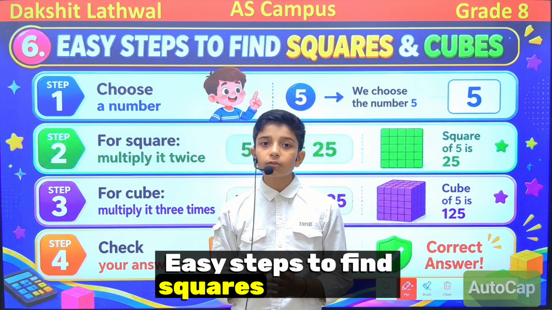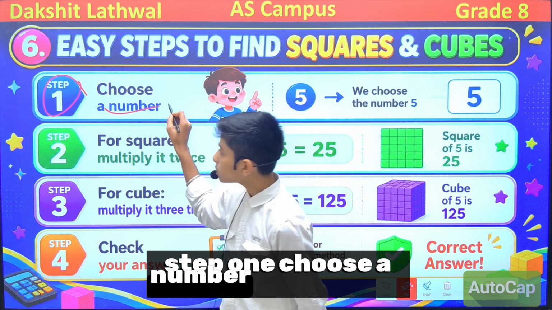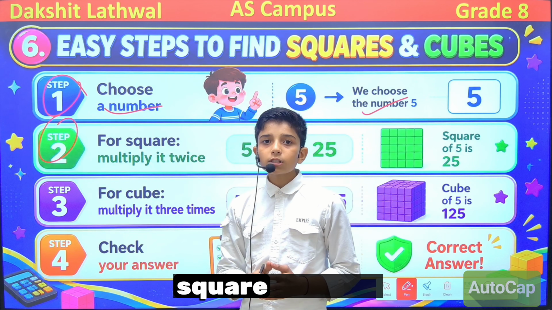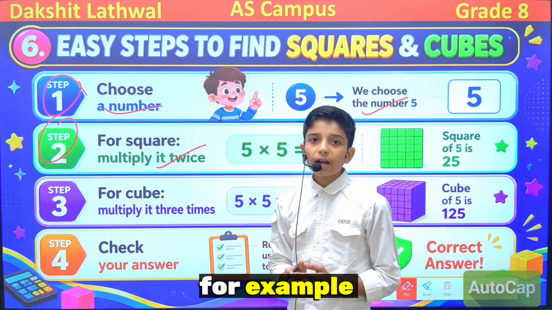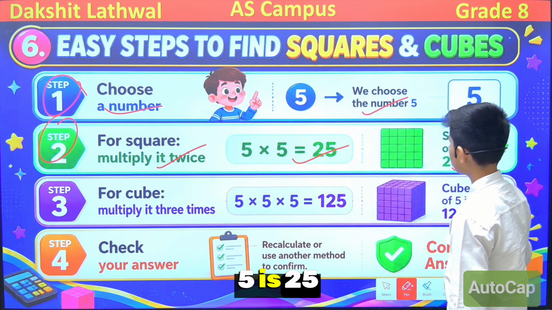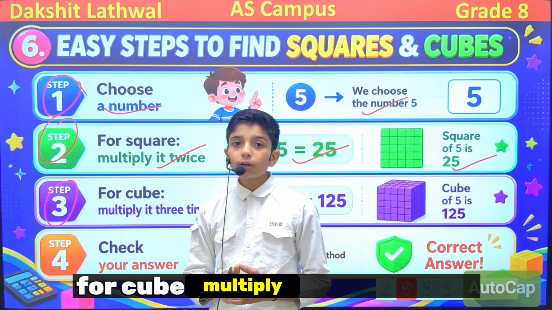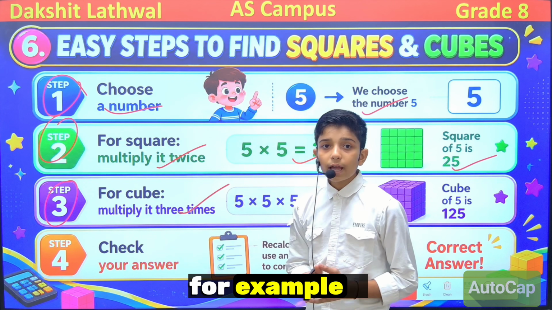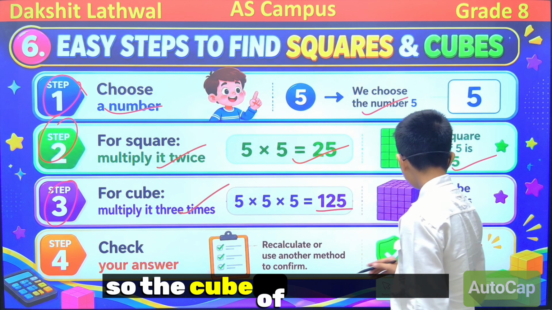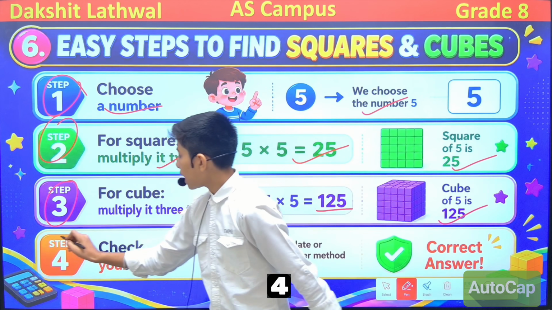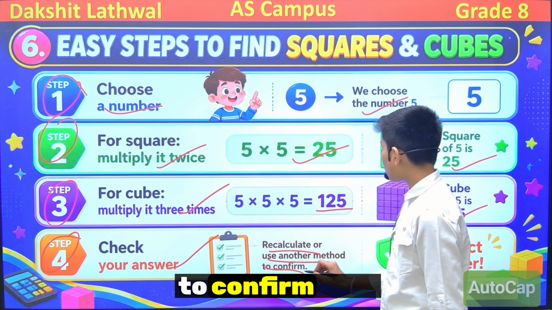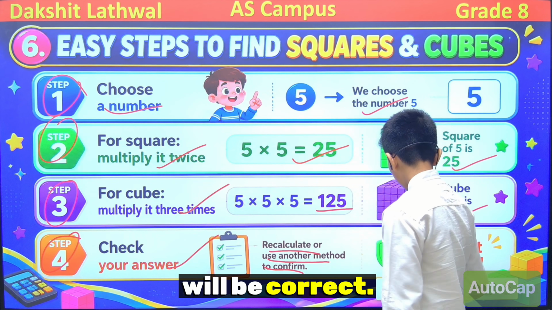Easy steps to find squares and cubes. Step 1. Choose a number. For example, we choose the number 5. Step 2. For a square, multiply it twice. For example, 5 multiplied by 5 equals 25. So the square of 5 is 25. Step 3. For a cube, multiply it 3 times. For example, 5 multiplied by 5 multiplied by 5 is 125. So the cube of 5 is 125. Step 4. Check your answer, recalculate or use another method to confirm. Your answer will be correct.